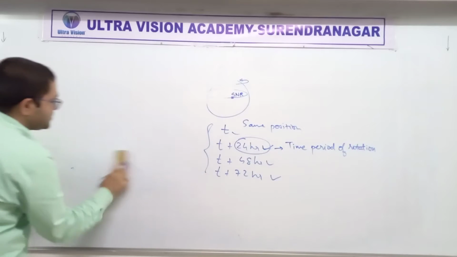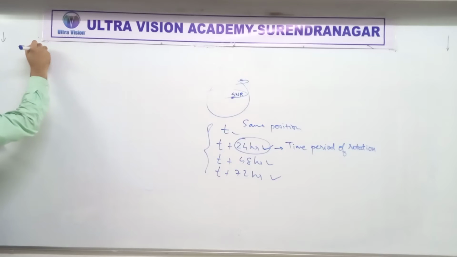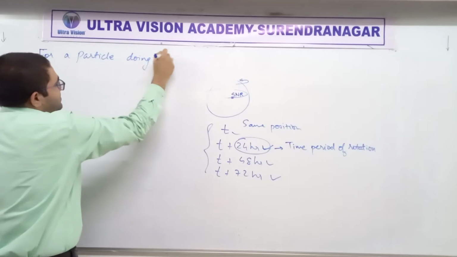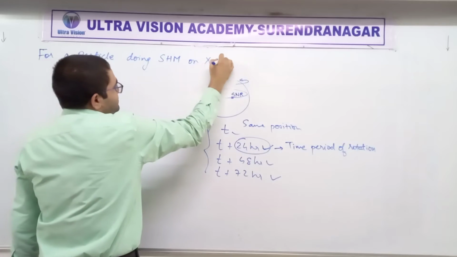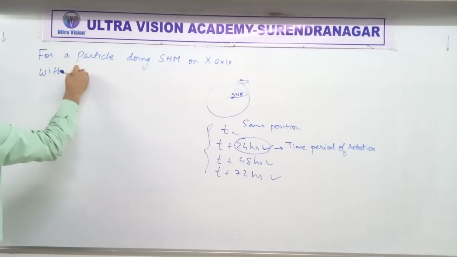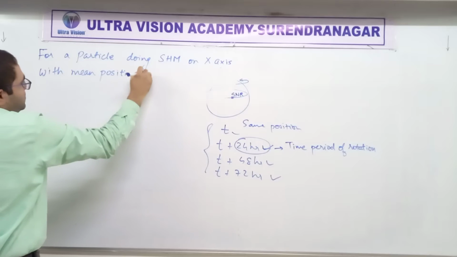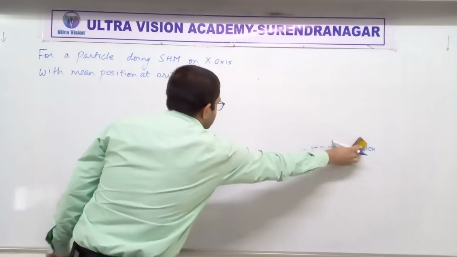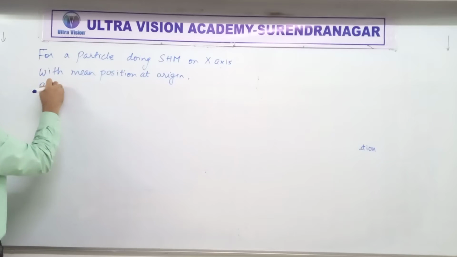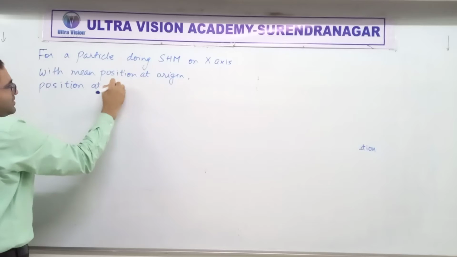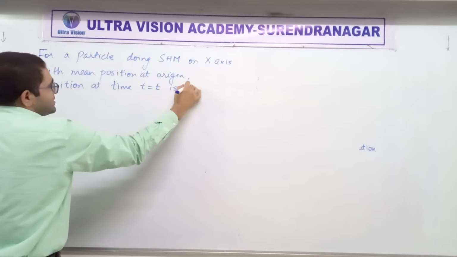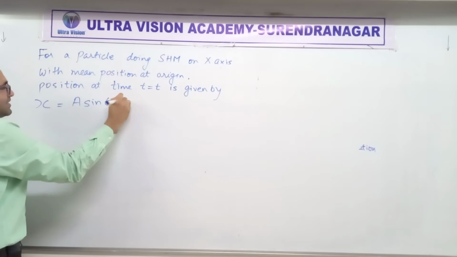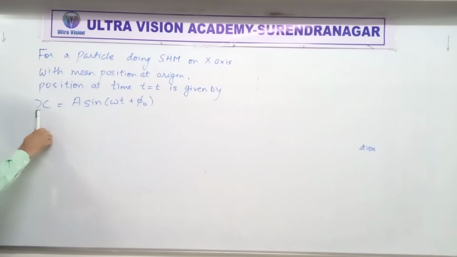So for a particle doing SHM on x-axis with mean position at origin, position at time t equal to t is given by which equation? By the equation x equal to a sine omega t plus phi 0, right? So this x is telling you about the x coordinate.